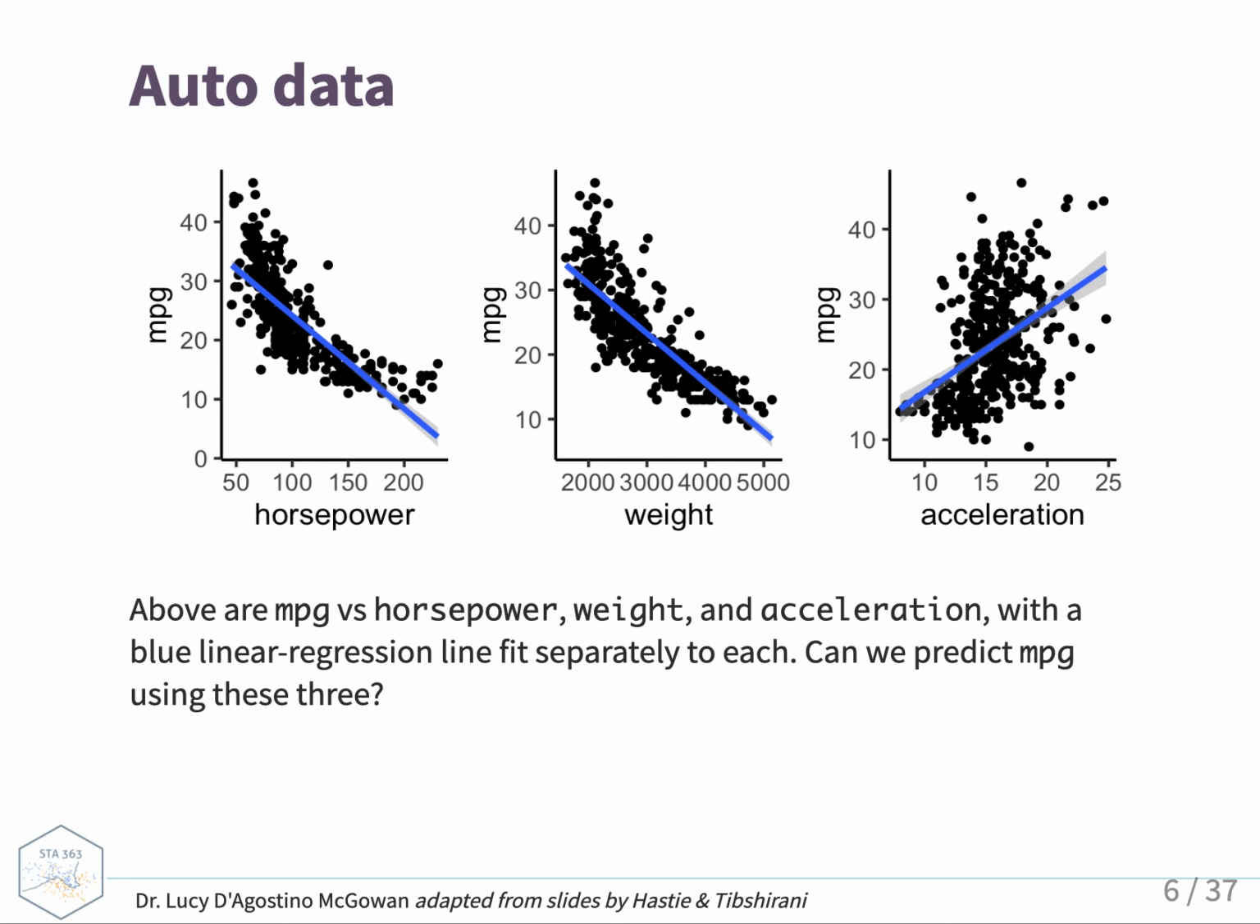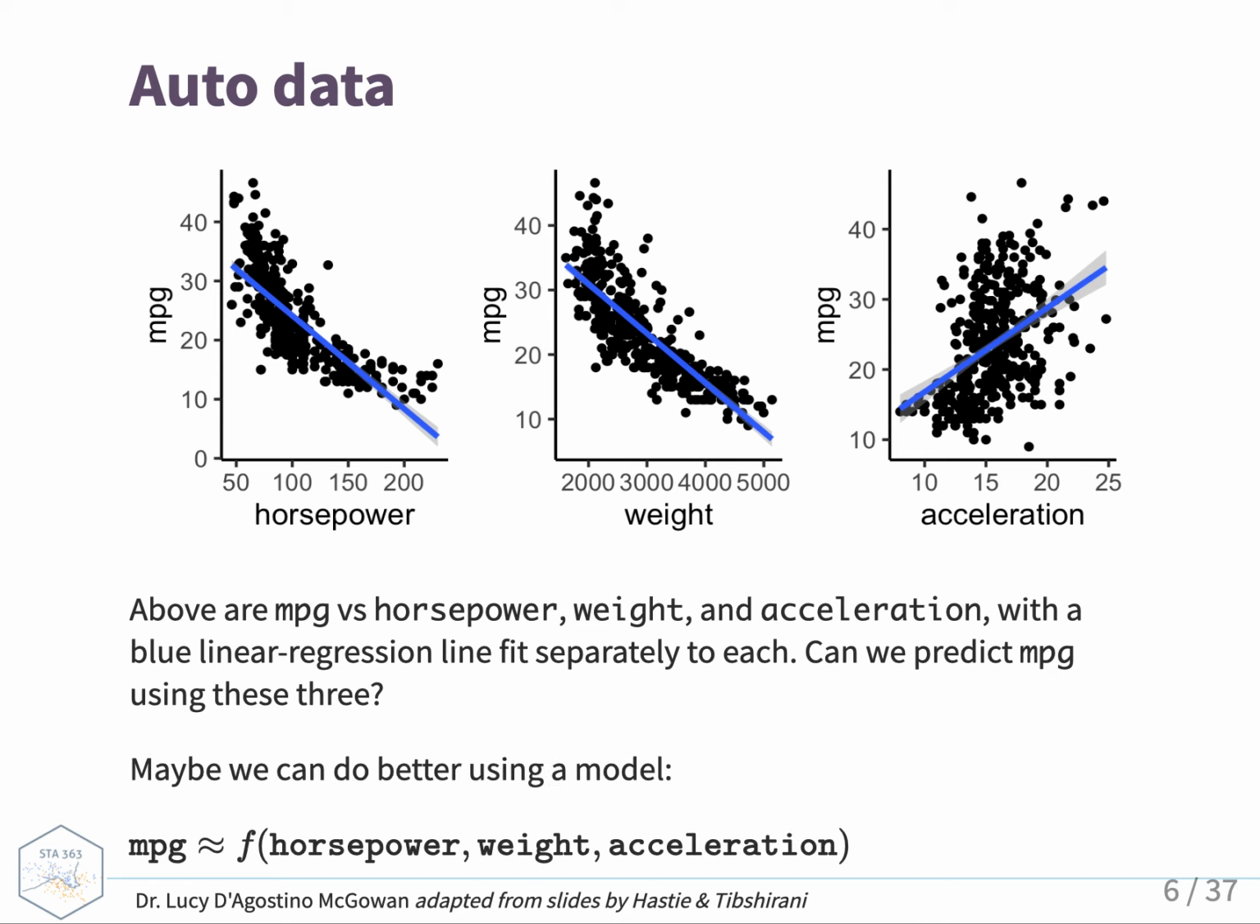The blue lines that I've drawn on each of these are the linear regression lines fit separately to each of these x variables, horsepower, weight, and acceleration. The question is, can we predict miles per gallon using these three variables? Maybe we could be doing better using some model that looked at these all together rather than separately. In each of these plots, I'm just using one variable at a time to predict miles per gallon. Instead, I could have some function of horsepower, weight, and acceleration together, and that could try to approximate our miles per gallon.